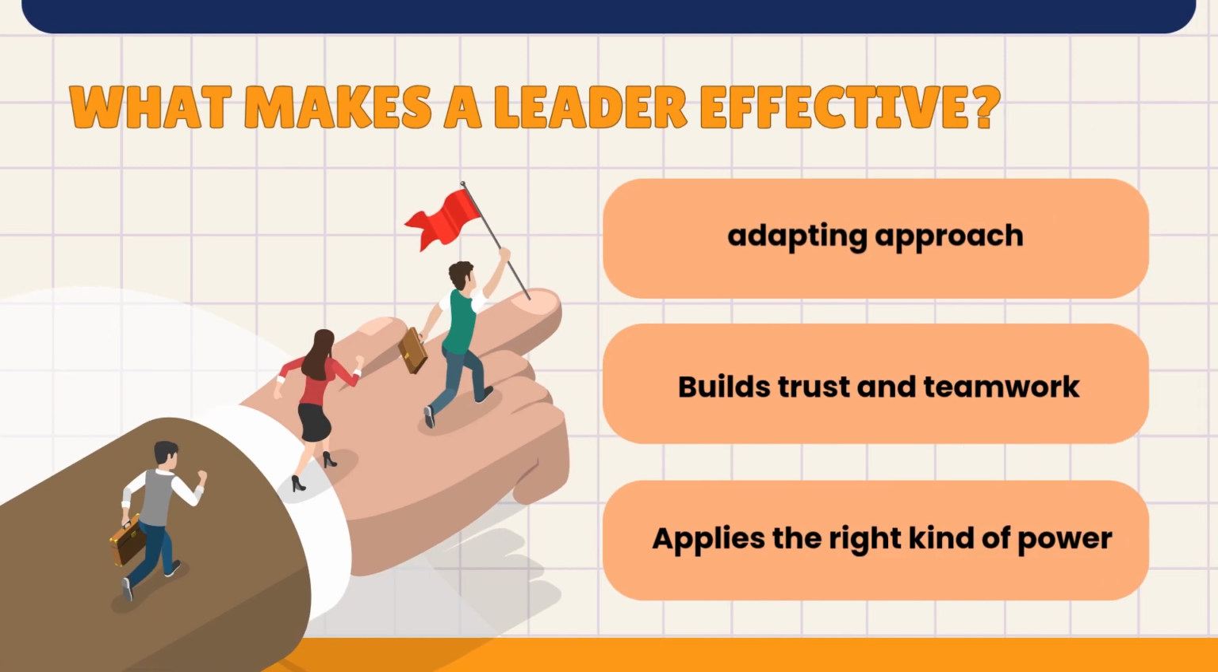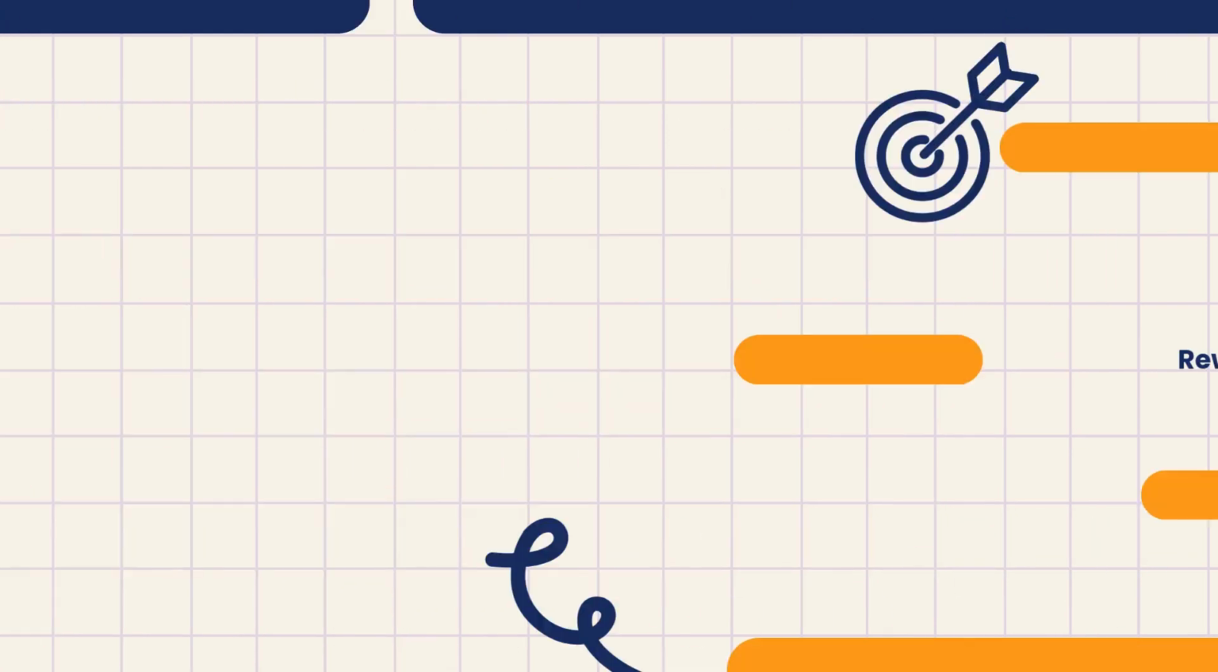What makes a leader effective? An effective leader adapts their approach based on the people they are dealing with. They also build trust and teamwork among the team. Moreover, they use the right kind of power, depending on the situation and the people they lead.